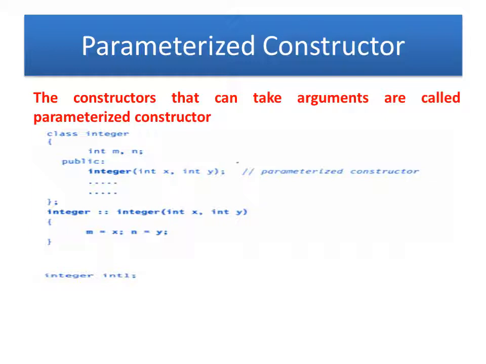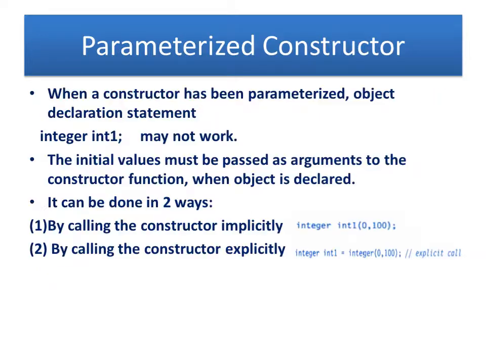So here I am creating an object like int1, but this statement is not going to work here. This is like a default constructor, right? Here I am not passing any values into it. So if this statement is executed, only the object will be created and the constructor will not be invoked, since the constructor takes parameters but I haven't passed any values. So how may I pass? I may pass in two ways. I may call the constructor implicitly or explicitly.